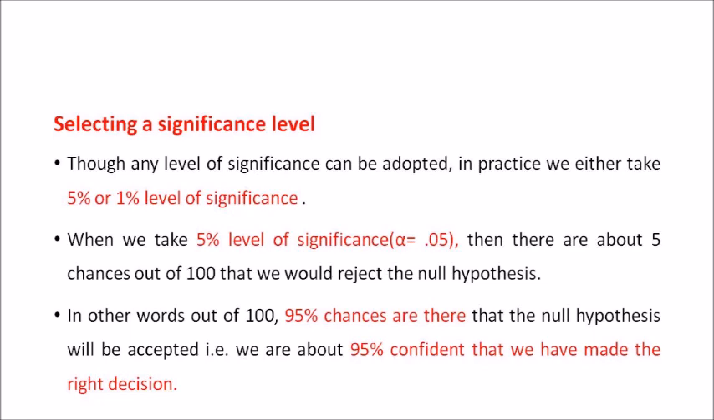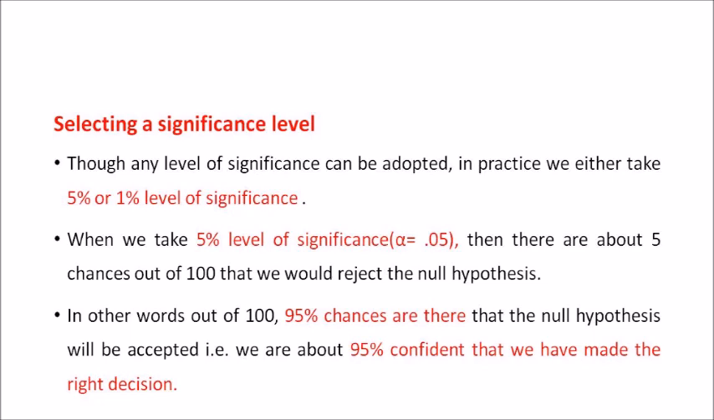So what does it mean? This is also very important. This can be asked as a question. I think there is a question related to this in Pulse. When we take a 5% level of significance, that is 0.05, it means that there are about 5 chances out of 100 that we would reject the null hypothesis.